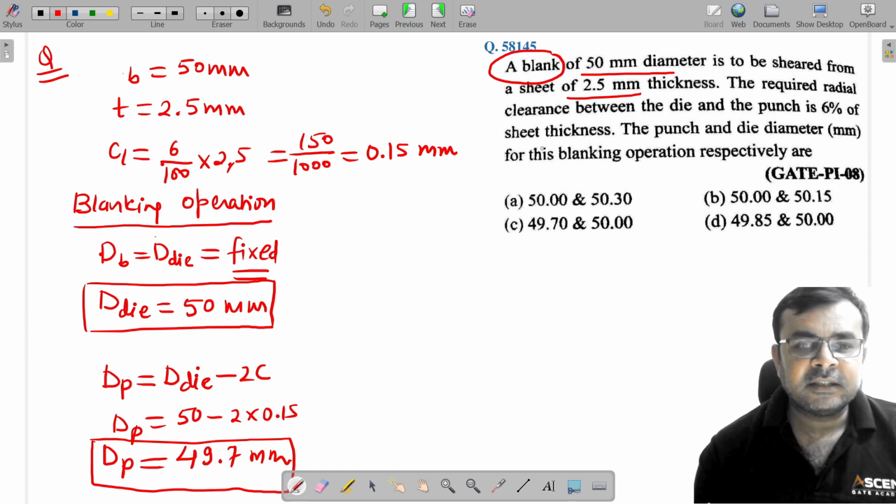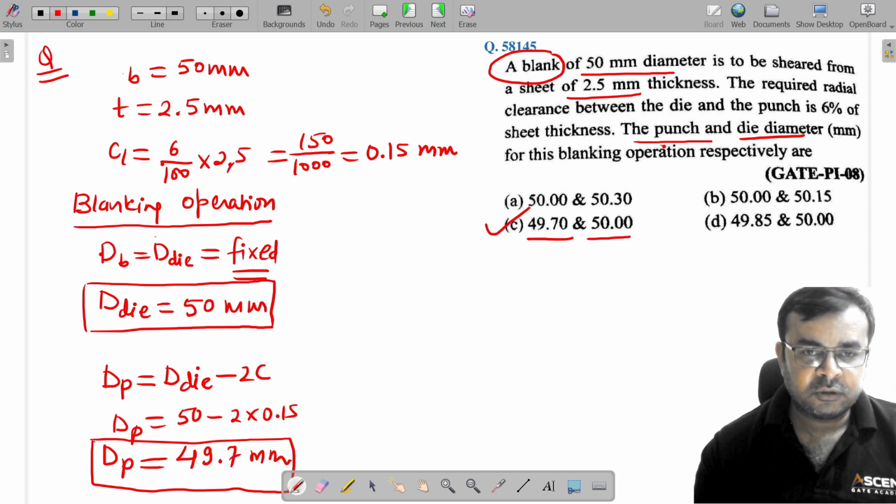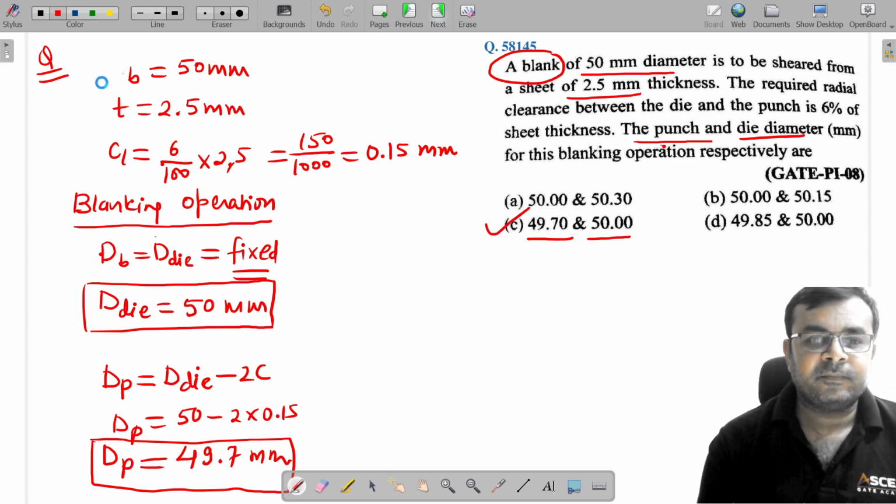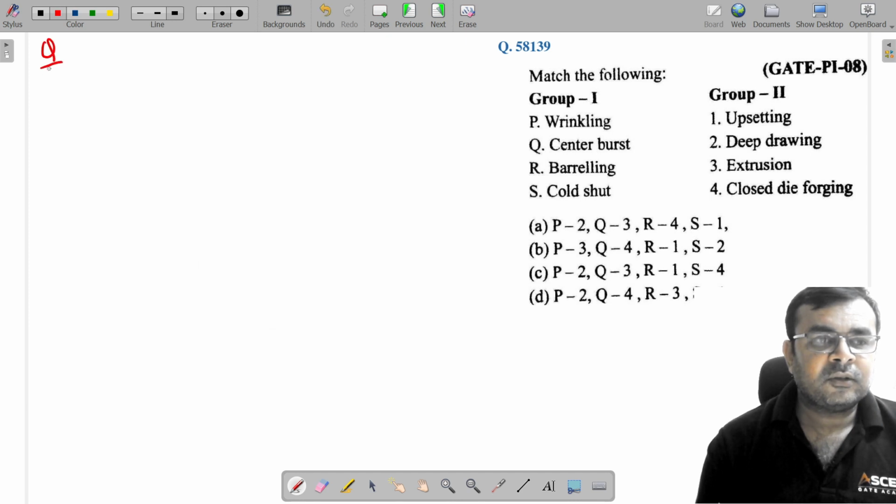While giving the answer, first you see, we need to represent the diameter of the punch and the die. The diameter of the punch is 49.7 and the diameter of the die is 50.00. So the correct answer is option C. Okay, so let's see another question.